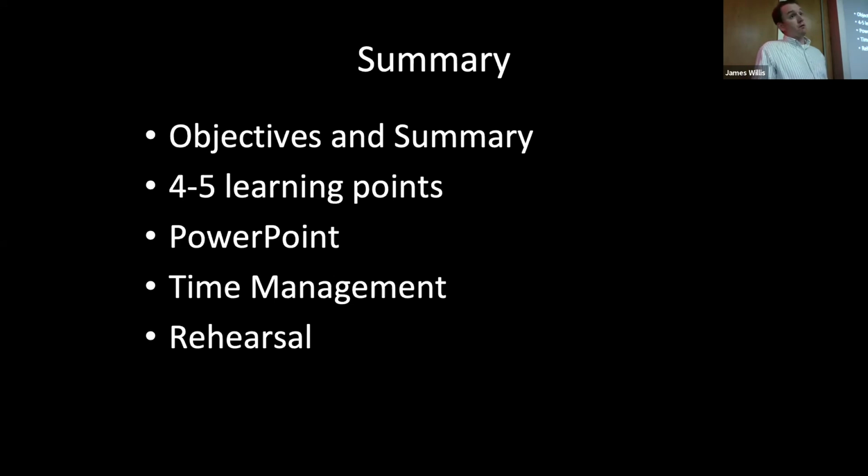PowerPoint's a tool. It's not for you to read off of, so use it wisely and use it for the audience. Time management is paramount, so think about how long your presentation is going to be, and then just respect the person who's running the conference as well as your audience in terms of how much time you're using. And then you might notice that I've said this probably more than 6 times. I think rehearsal is really the number one thing.